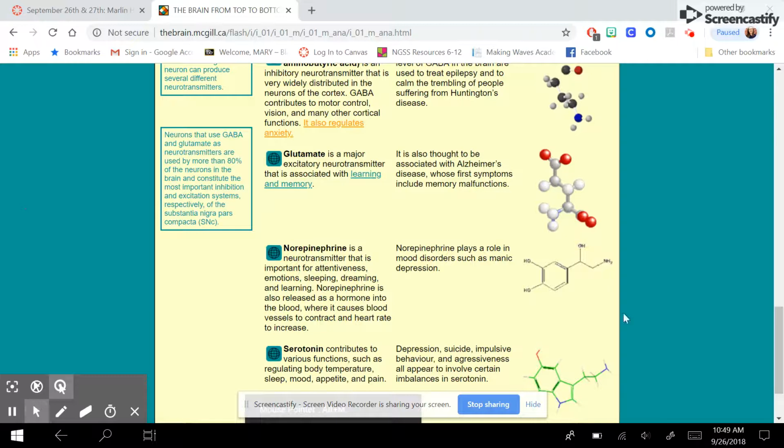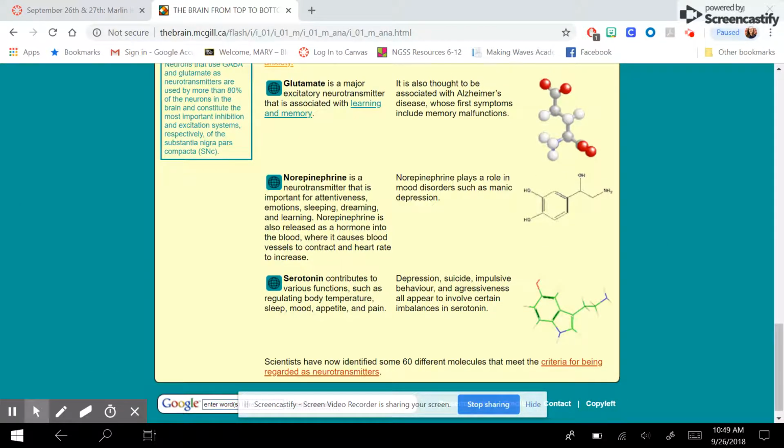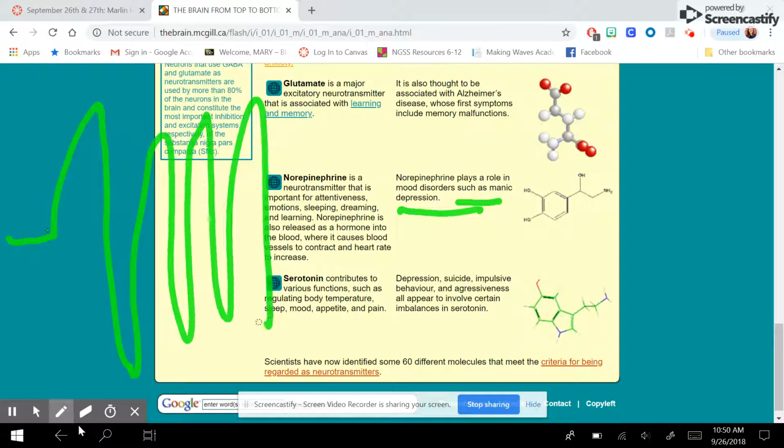The last two are ones that people have probably heard a lot about. The first is norepinephrine. This deals with your attentiveness and sleeping. People might think of this as like adrenaline. It's released as a hormone into the blood where it causes vessels to contract and increases heart rate. If you have way too much norepinephrine, it plays a role in manic depression and mood disorders. For example, let's say you're chilling and then you have norepinephrine, it might cause a spike in your behavior. And if you don't have enough, it'll cause a decrease in your behavior. You're just on this giant up and down loop-de-loop.